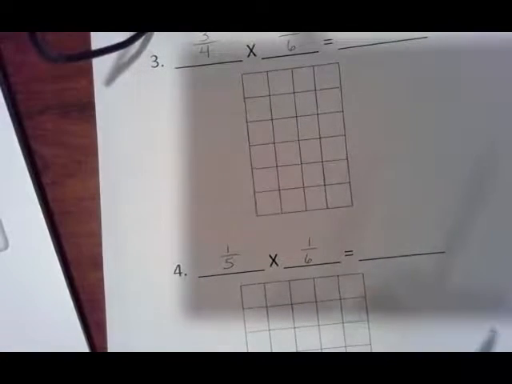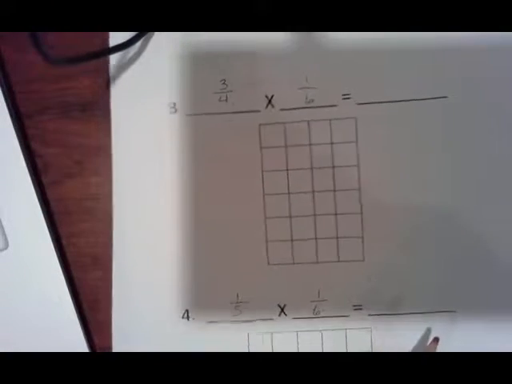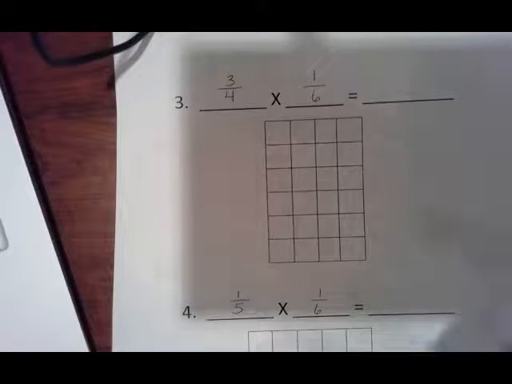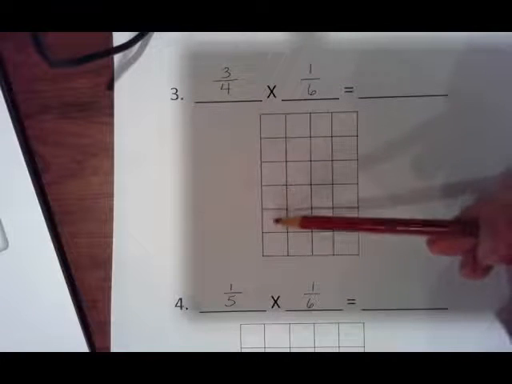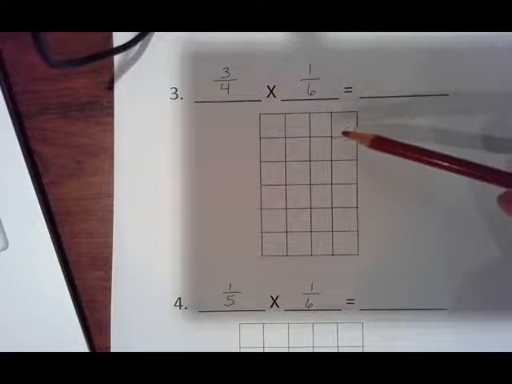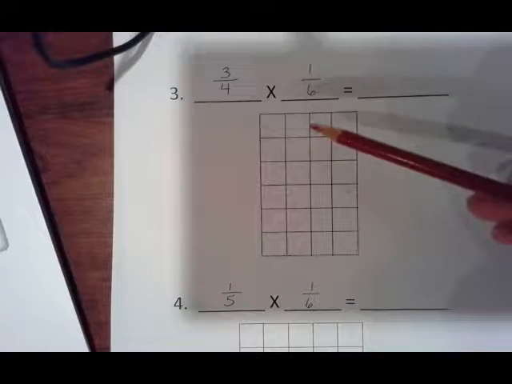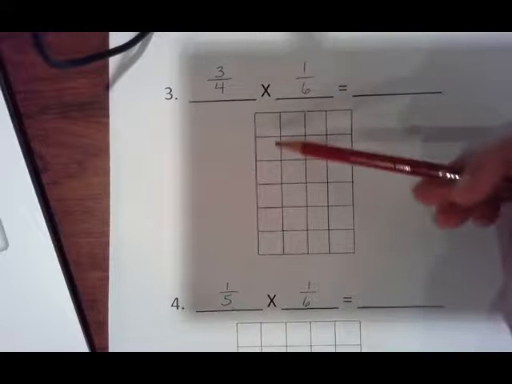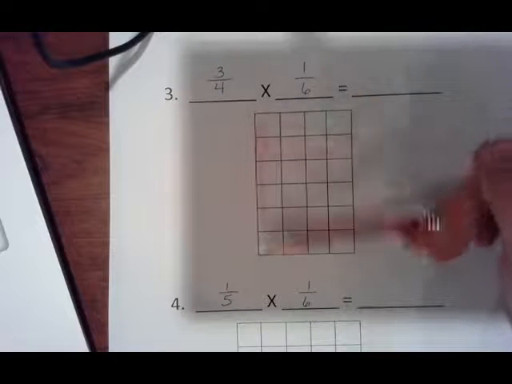Okay, so again, 3/4. I need to make sure that I'm shading in the right way. 3/4. So 1, 2, 3, 4, 5, 6. I'm not going to shade in that way, but 1, 2, 3, 4. So I need to shade in 3 vertical ones. So 3/4.